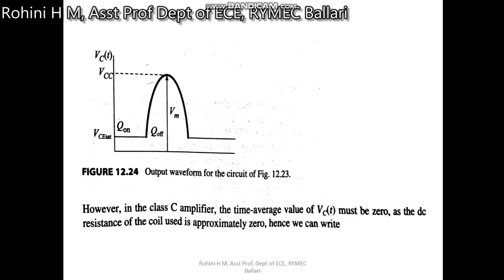So this is the output waveform. Vc of t is Vc sat when the transistor is on, and it goes up toward Vcc when the transistor is off.